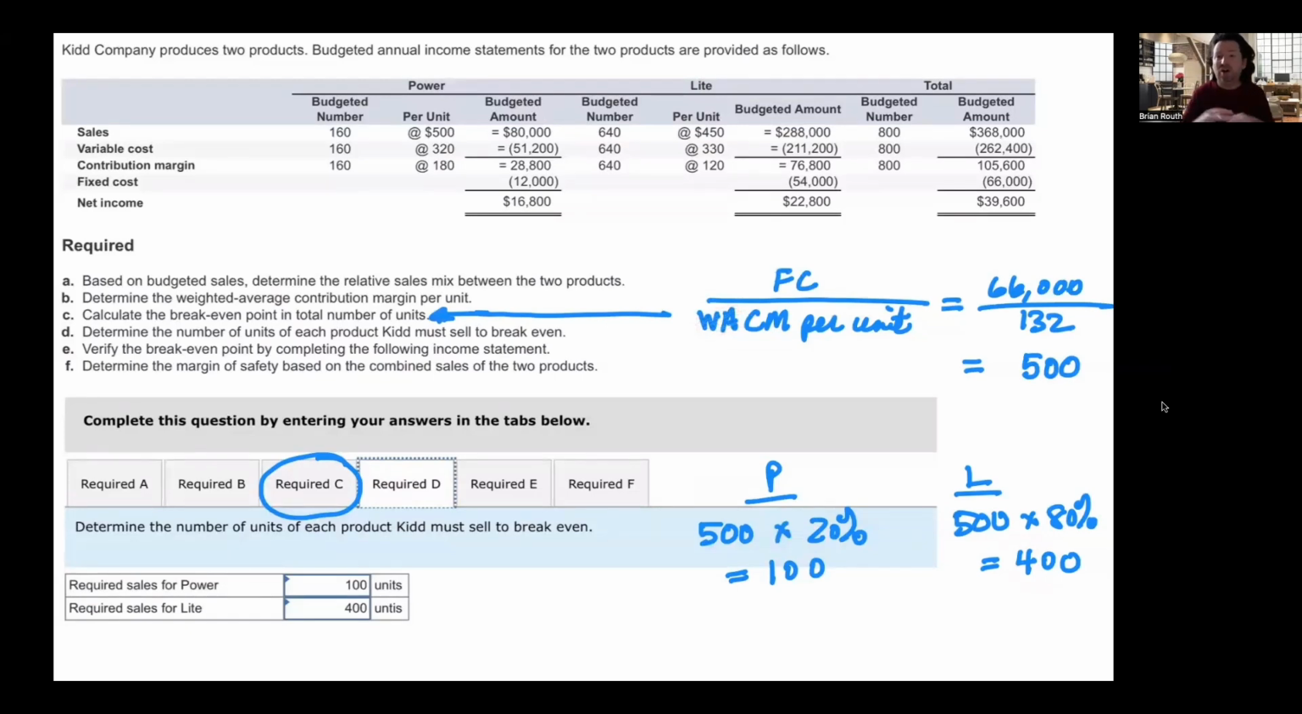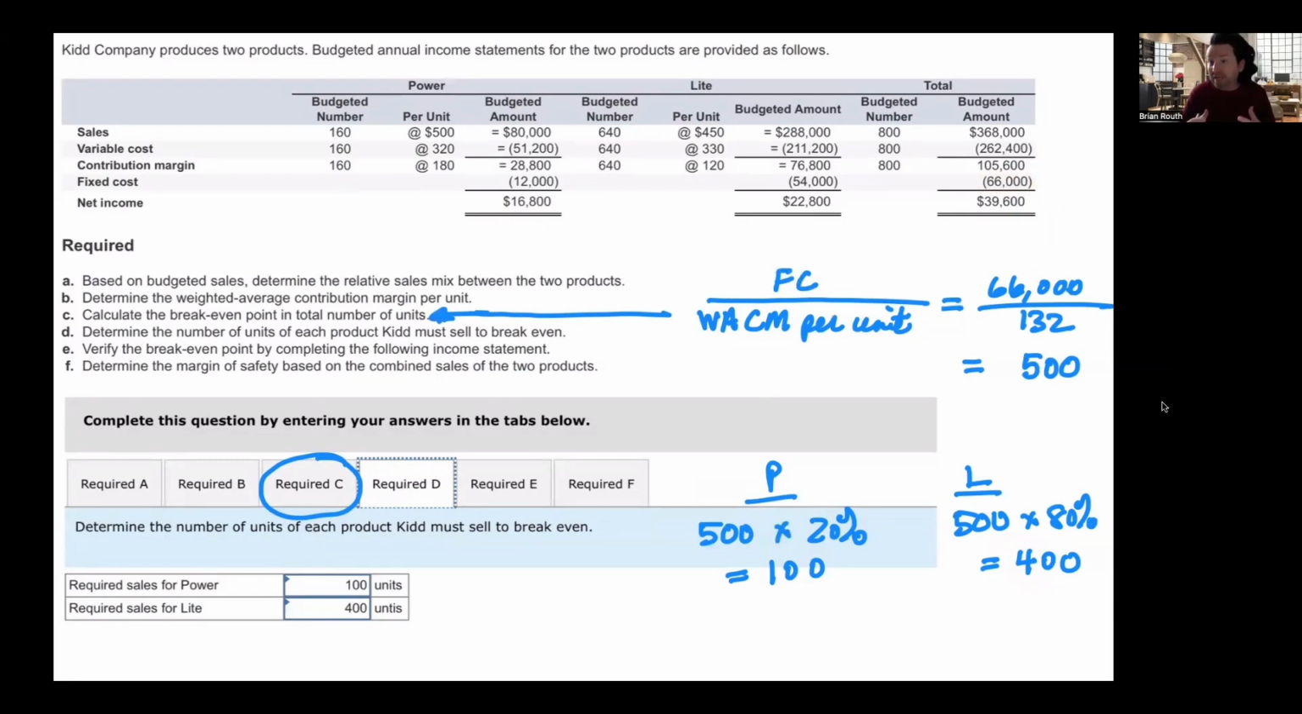Our fixed cost up here is $66,000. We're going to put that into our formula and divide it by our weighted average contribution margin that we found in the prior part, which was 132. When you do that math, we get 500 units to break even.